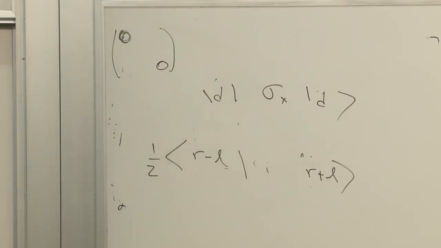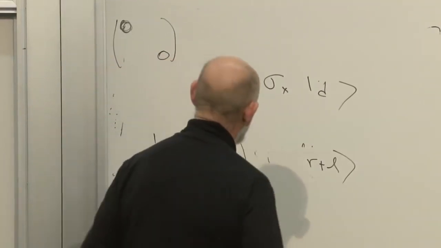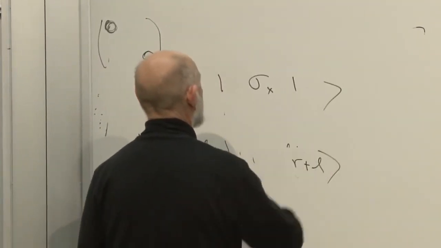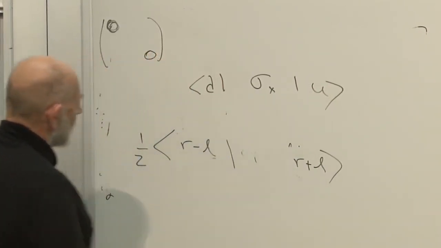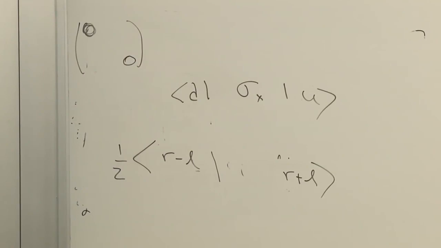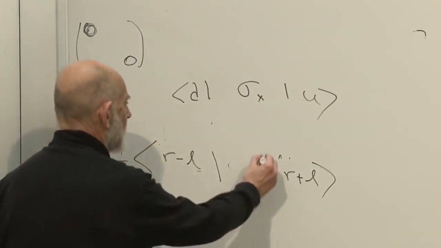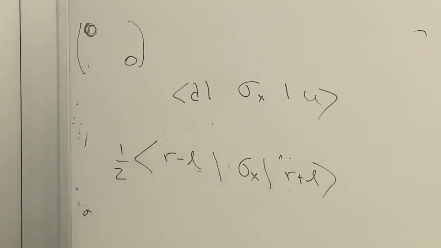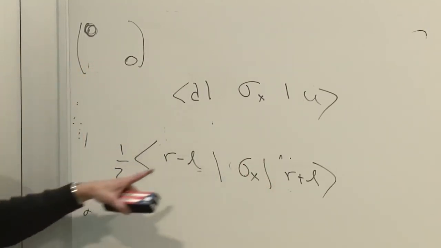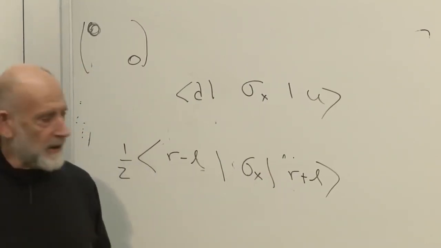Now, it looks like all we're going to get is zeros, but that can't be right. So let's try up, down. All right, we try up, down. Let's put up, down there. Up will be right plus left. We'll have sigma x. And then down is right minus left. What happens when sigma x hits right plus left? It makes right minus left.